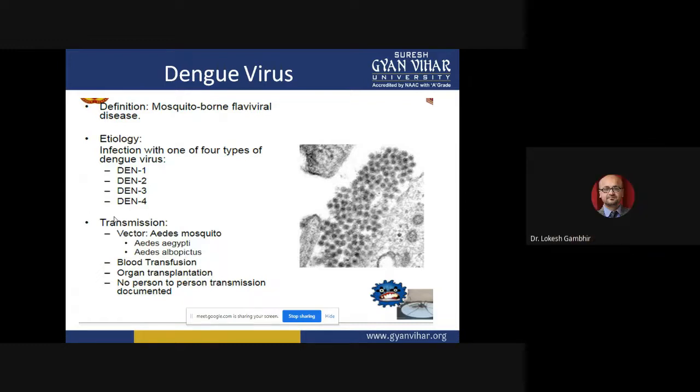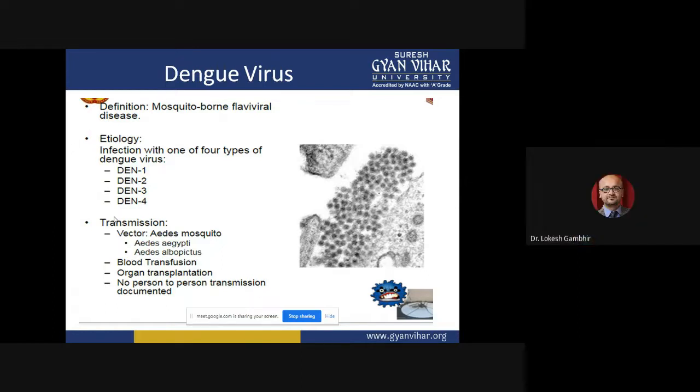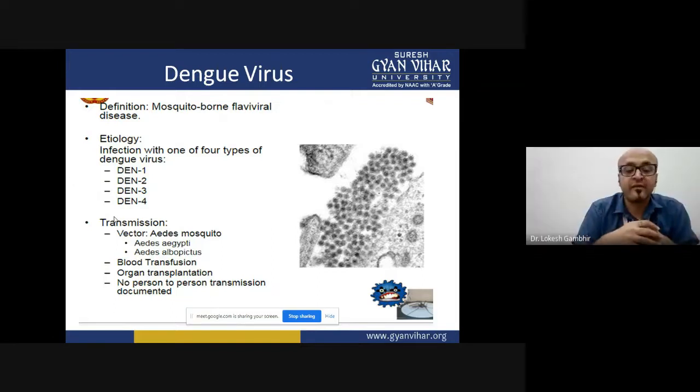Of course, blood transfusion. If the blood is taken from an infected individual, then the blood cells will contain the infected serotype, and if that blood is given to a healthy individual, it may result in the onset of disease and cause dengue viral infection. The same applies in cases of organ transplant.